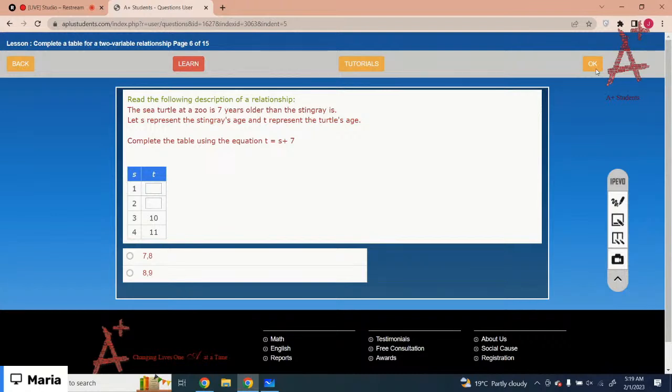So the correct option is 8 and 9. Got it? So just select the correct option, then click on the OK button.